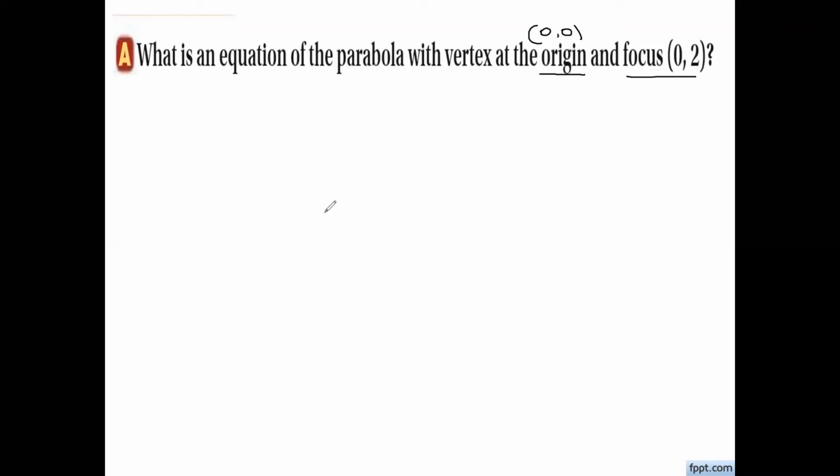So what do we need to know? We need to know the equation. Given the vertex, which is the origin, and the focus, we can solve for the equation. What is the standard form of the parabola? The standard form of the parabola is y equals 1 over 4c times x squared.